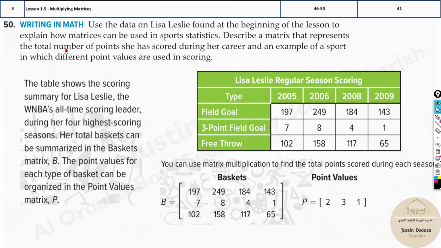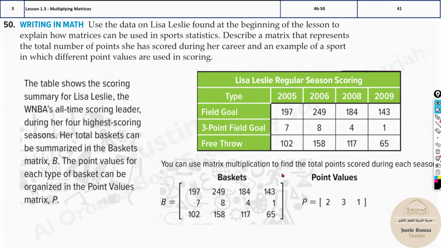Describe a matrix that represents the total number of points she has scored during her career, and an example of a sport in which different point values are used in scoring. The table shows a scoring summary for Lisa Leslie. Over here they have given the values. Now, there's an important thing to know: the point values for each type of basket can be organized from here.